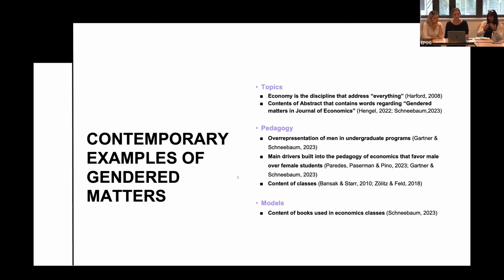Next, in pedagogy, which Professor Schneebaum also mentioned, it's important given that what is taught to us in classes shapes the way we see the world. For example, the overrepresentation of men in undergraduate programs. There are some drivers that propel women to prefer not to enroll in those types of programs, because there is a scarcity of women in the role of being the figure in the economic discipline, and also because the gap in undergraduate programs is increasing year by year, and this topic was addressed by Paredes and Passerman in Chilean universities.